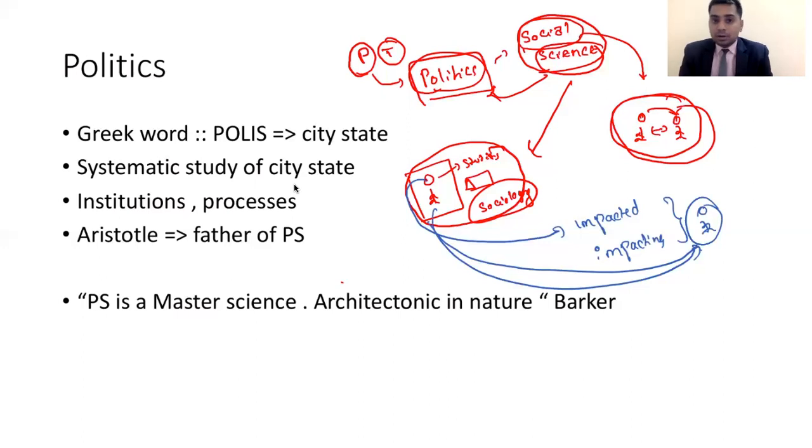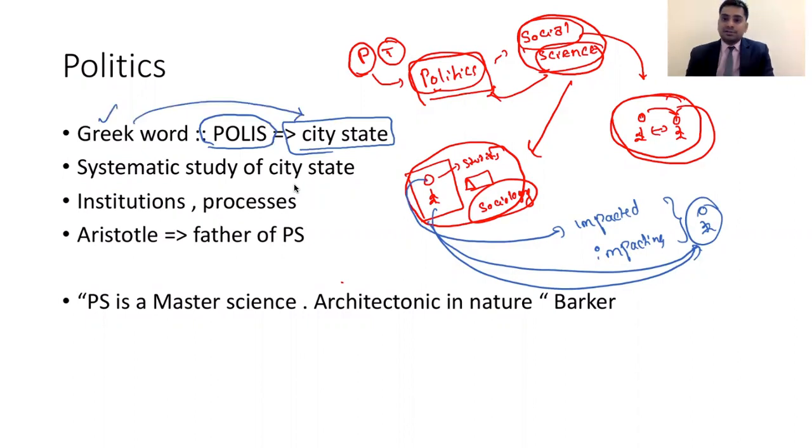Now let's look at how the term has evolved. The term has evolved from a word called polis, which means the ancient city states of Greece. So it is of Greek origin. In ancient times in Greece, you had city states. You used to call those states city states. Politics as such is the systematic study of these city states.